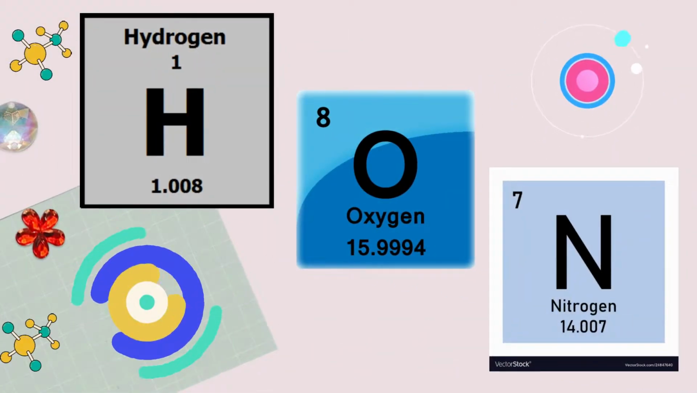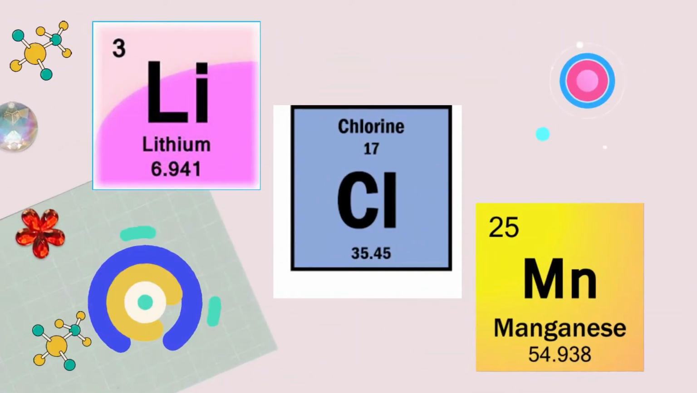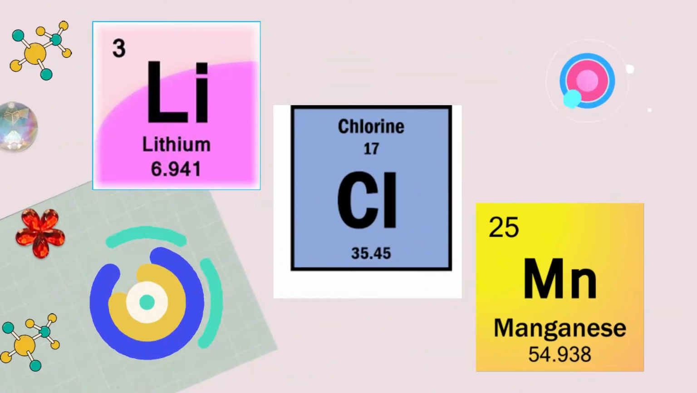Notice that those elements having one-letter symbols use the first letter of their element's name, like hydrogen, oxygen, and nitrogen. While those elements with two-letter symbols use the first letter and any letter found in its name, like lithium, chlorine, and manganese. In writing a two-letter symbol, the first letter of the symbol should be in uppercase and the other letter is in lowercase.